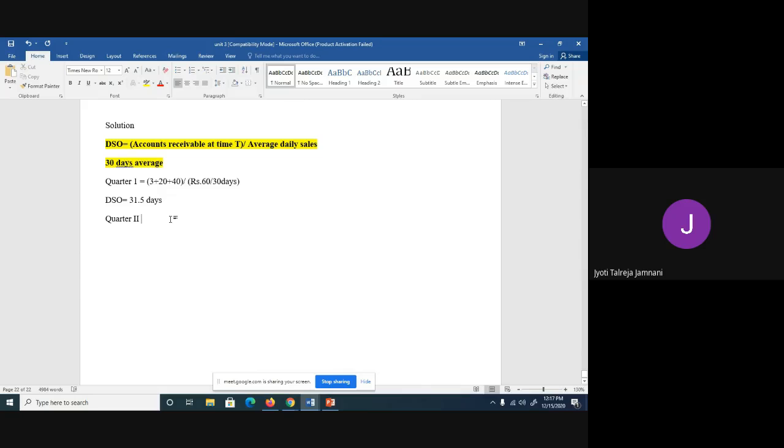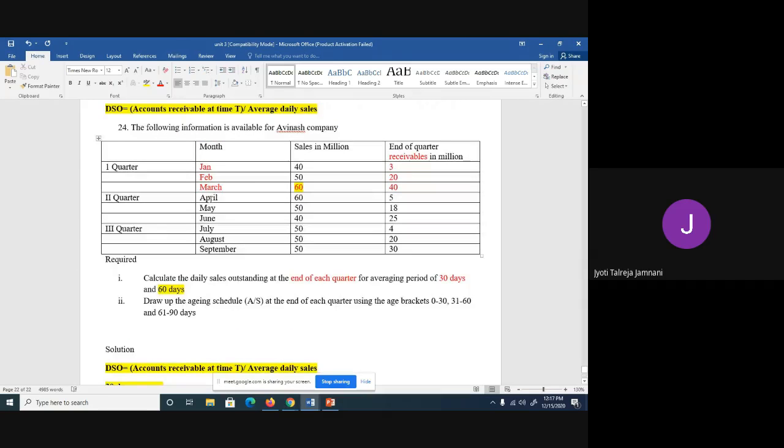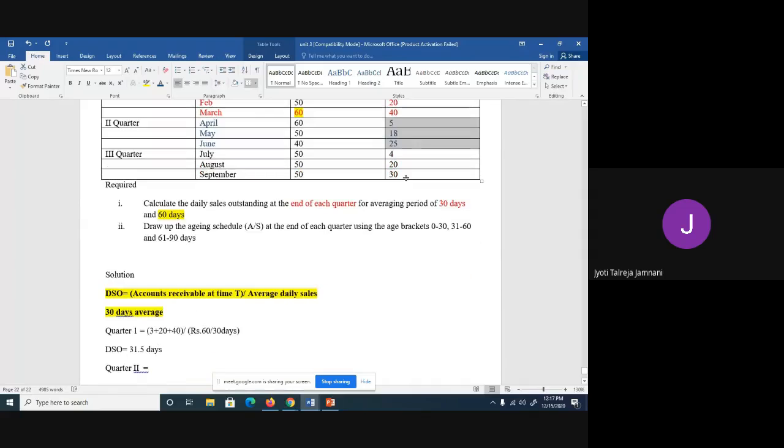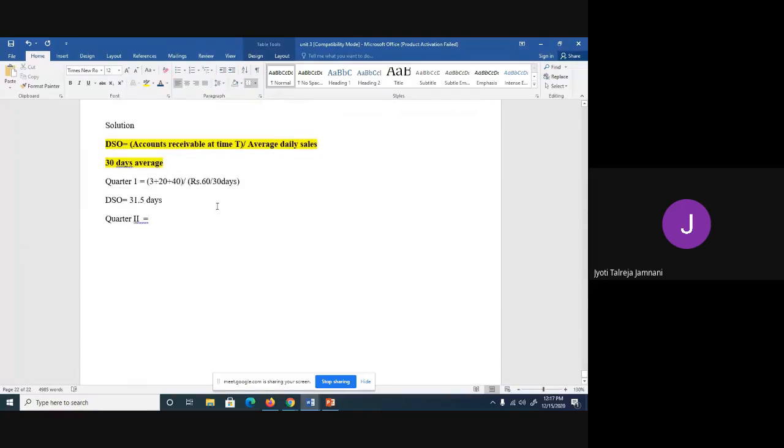So for quarter 2, I want accounts receivable at time T. Now I'm thinking of quarter 2, that is from April, May and June. So I will take accounts receivable value for quarter 2, that is April, May, June, which is 5 plus 18 plus 25. This is the quarter 2 value which we have to consider. So here 5 plus 18 plus 25 divided by average daily sales.